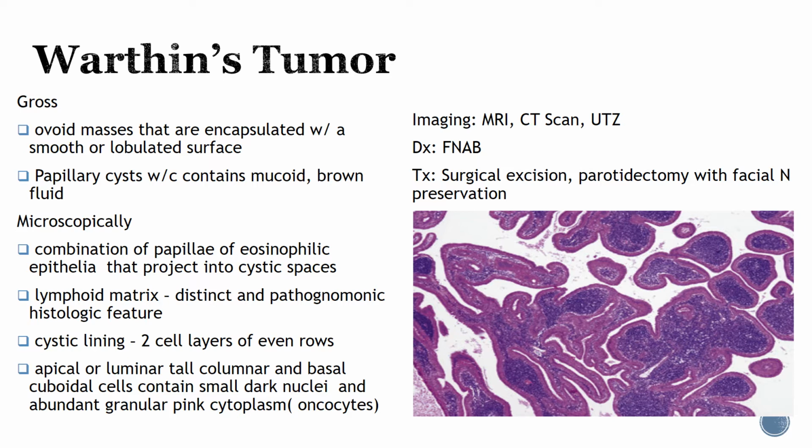The typical cystic lining is arranged in two cell layers of even rows. The apical or luminal tall columnar and basal cuboidal cells contain small dark nuclei and abundant granular pink cytoplasm. The granular eosinophilia of oncocytes is due to abundant mitochondria present in the cytoplasm. Imaging that can be done includes MRI, CT scan, and ultrasound. The treatment for Warthin's tumor is surgical excision, usually with facial nerve preservation.